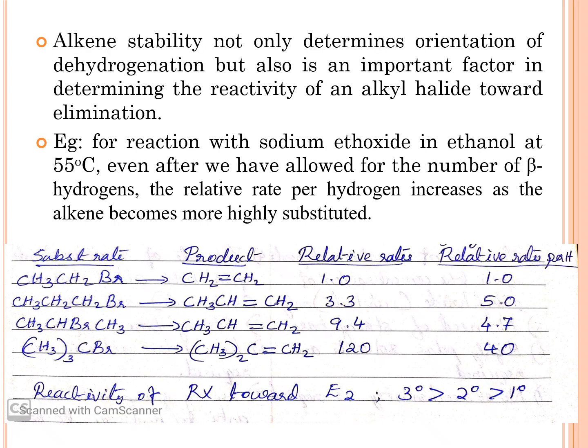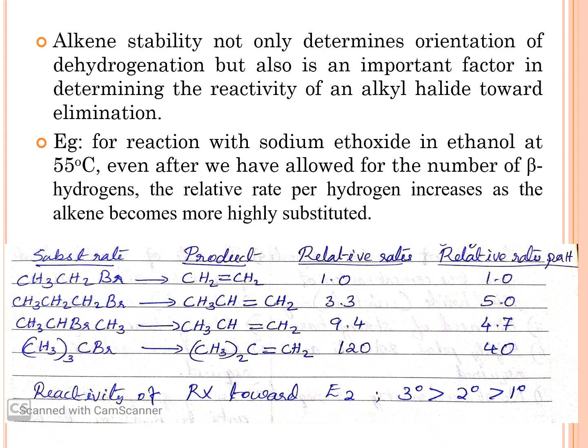So alkene stability not only determines the orientation of dehydrohalogenation, but also is an important factor in determining the reactivity of an alkyl halide towards elimination. It also determines the reactivity of the alkyl halide. For example, for reaction with sodium methoxide in ethanol at 55 degrees, even after we have allowed for the number of beta hydrogens, the relative rate per hydrogen increases as the alkene becomes more highly substituted. So there are some columns, some examples: one substrate and the product formed, then relative rates and relative rates per hydrogen.